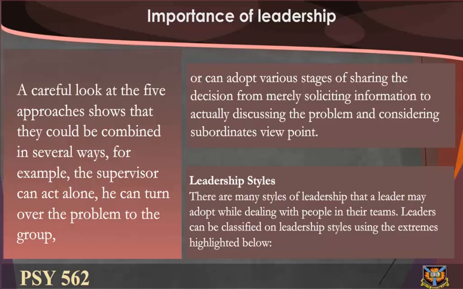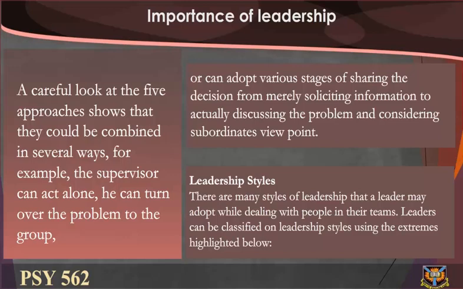A careful look at the 5 approaches shows that they could be combined in several ways. For example, the supervisor can act alone. He can turn over the problem to the group or can adopt various stages of sharing the decision, from merely soliciting information to actually discussing the problem and considering subordinates' viewpoint.